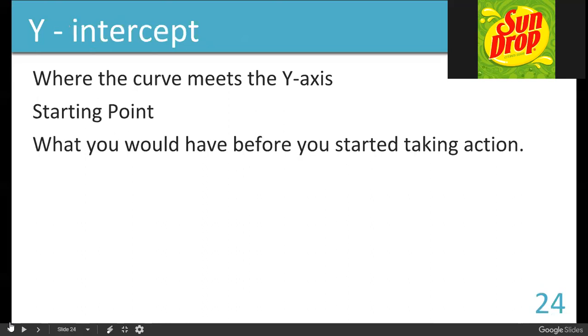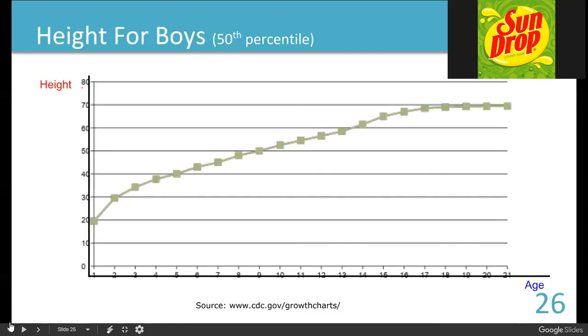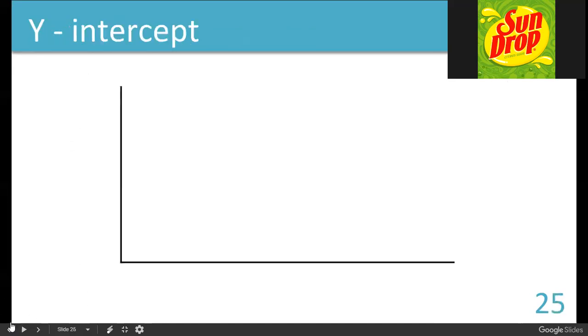So it's not always zero, but that's just going to be your starting point where things start to happen. And then the slope is just going to be determining where things go from there.